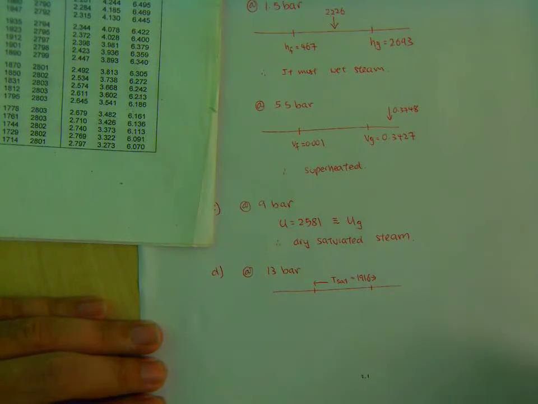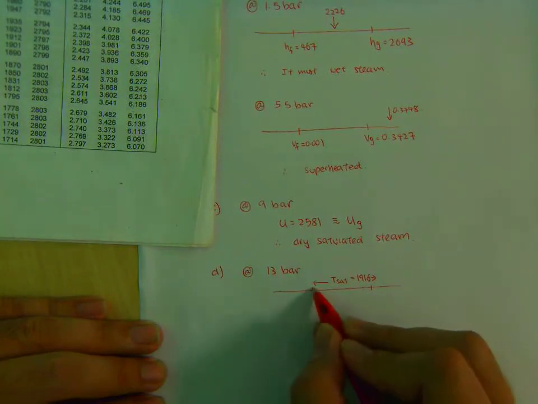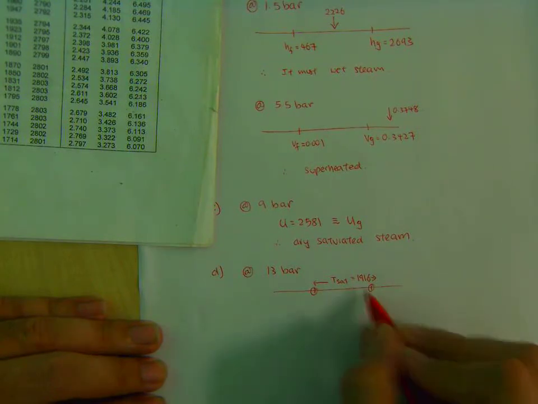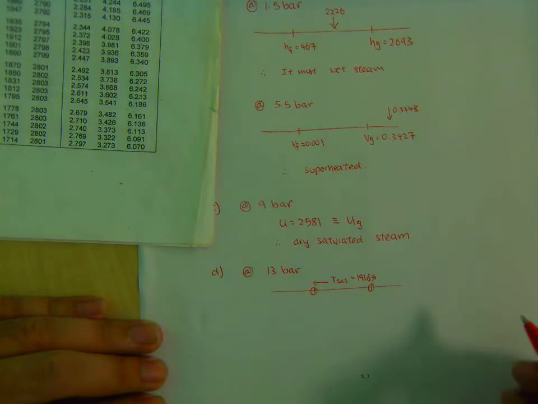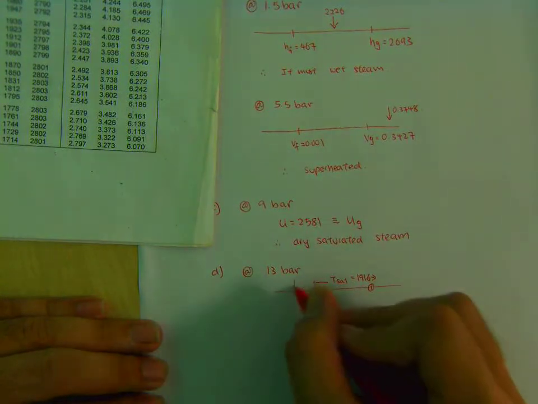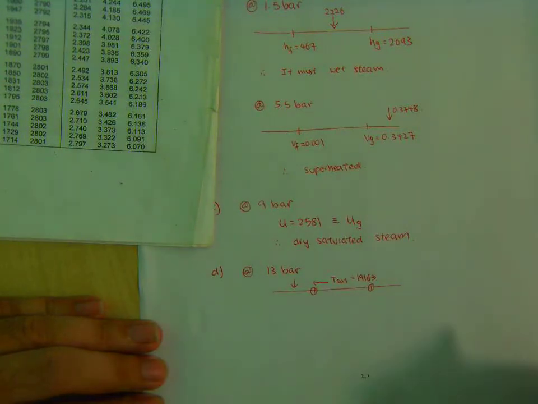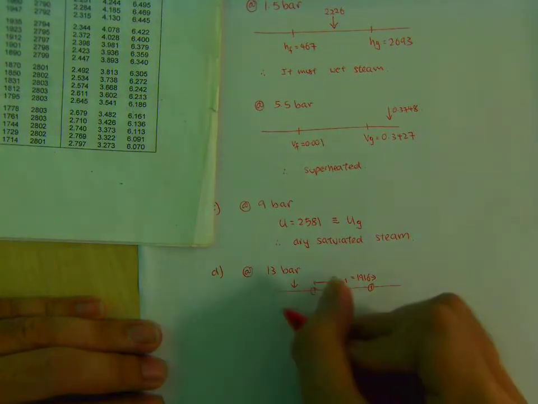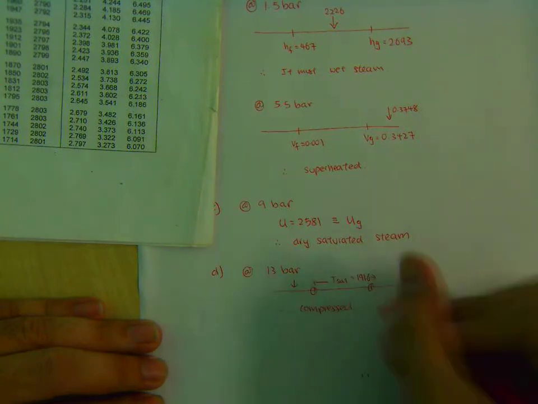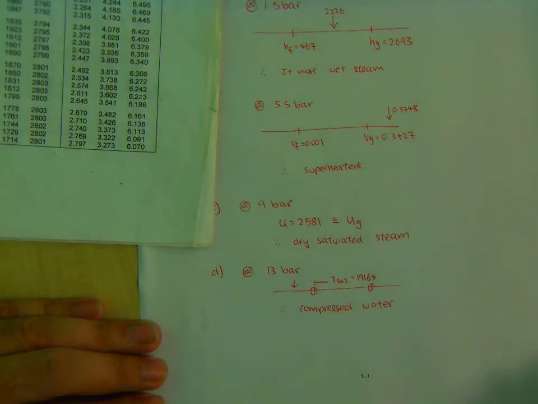For the saturated water, saturated steam and wet steam, all of them will be at the same saturated temperature, 191.6. Since we are given 171.6, it will be somewhere around here. Therefore it must be compressed water. That's it for D.